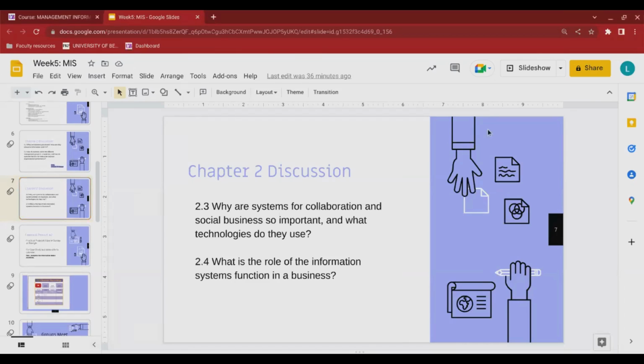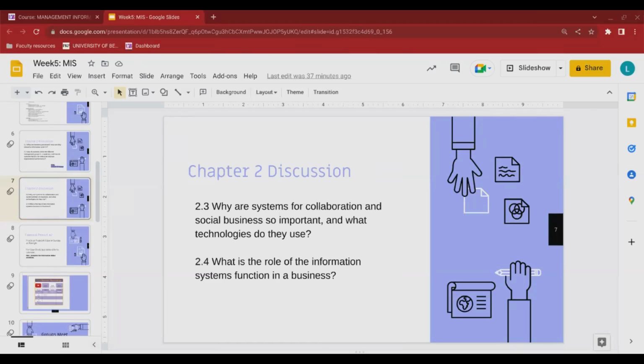So also, social business is important because, well, using social platforms, you get to reach more customers, and the more customers you get, the more business you receive, and that is beneficial to the company to get a name for themselves and also increase their business.